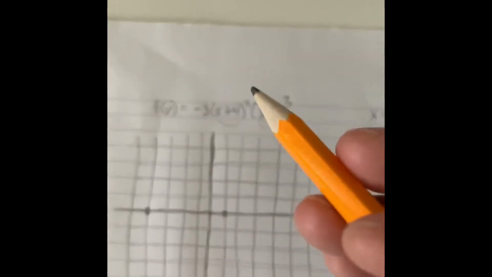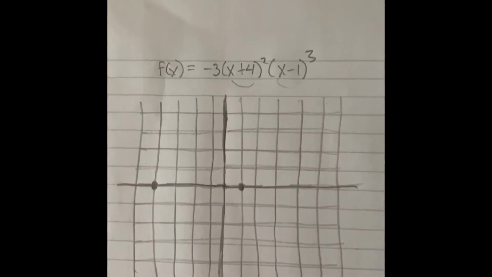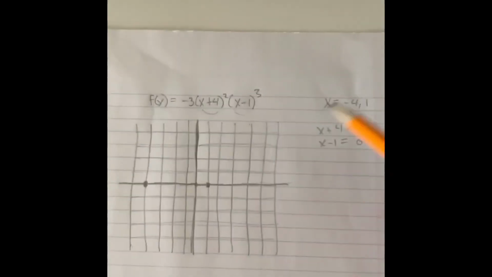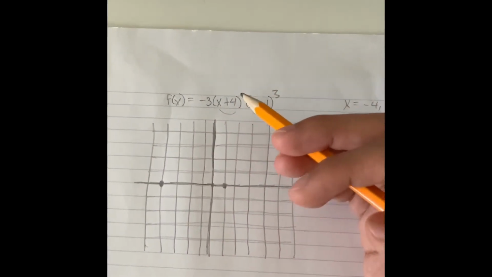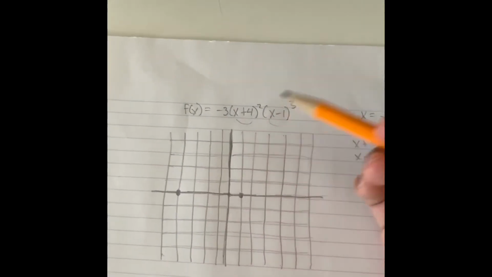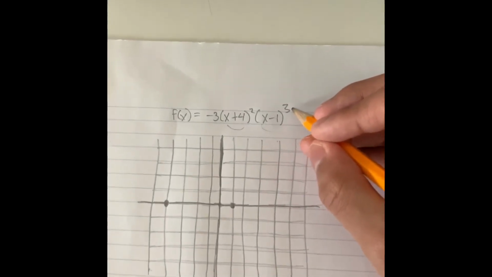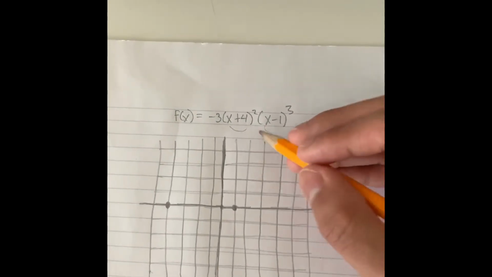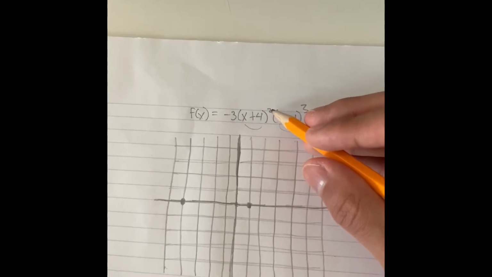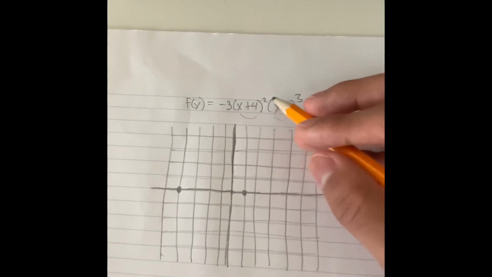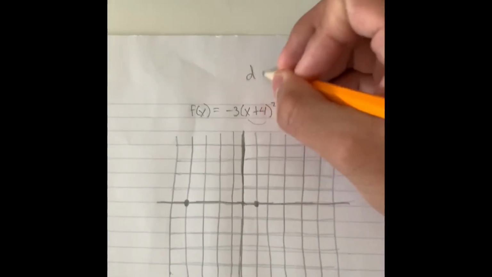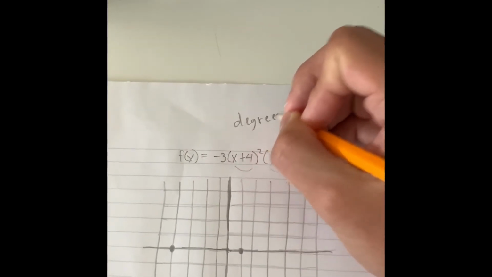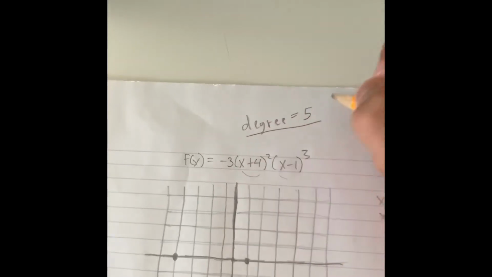The next thing we have to look at is the degree of the polynomial. So to find that, we've got to look. What is the degree? The degree is just adding up all of the exponents of the equation. So you see the exponent here is 3, and then you see the exponent here is 2. So they add up, 3 plus 2 equals 5. So the degree of the polynomial is 5.